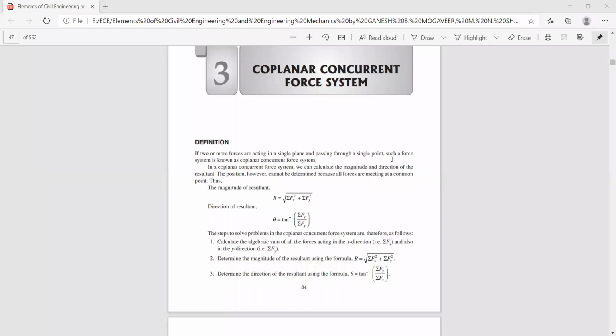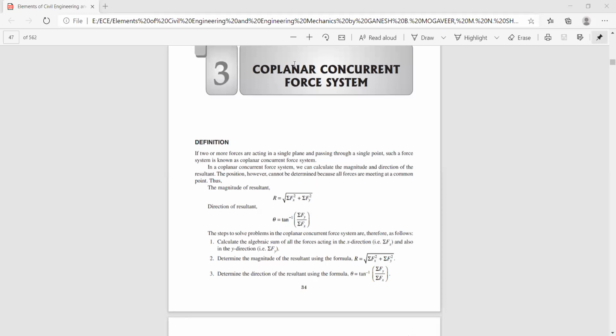Suppose we have been given a coplanar concurrent force system, then you need to find the magnitude and direction of it. We have to follow a certain step-by-step method in order to calculate the magnitude and direction of a given coplanar concurrent force system. In a coplanar concurrent force system, we can calculate the magnitude as well as the direction of the resultant. The position, however, cannot be determined because all the forces are meeting at a common point.